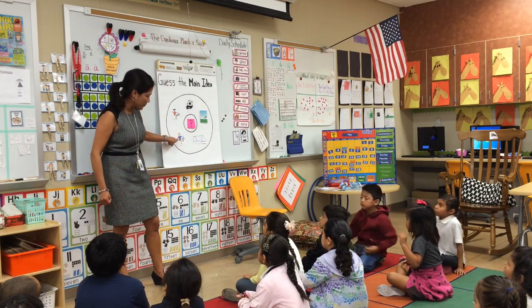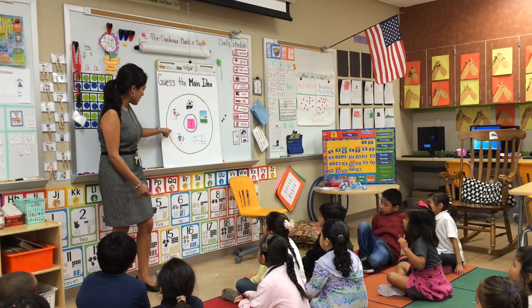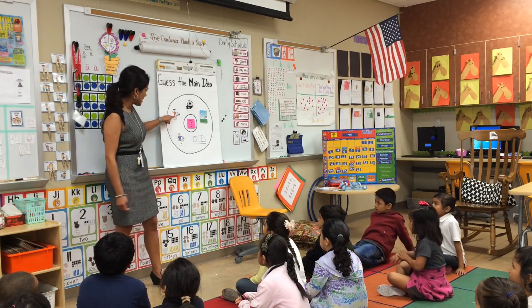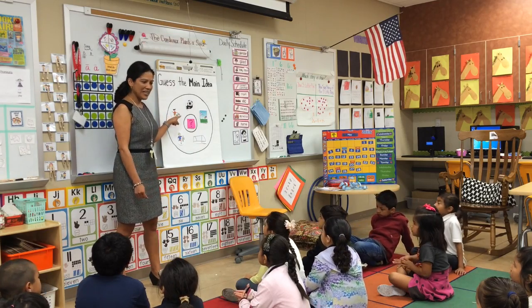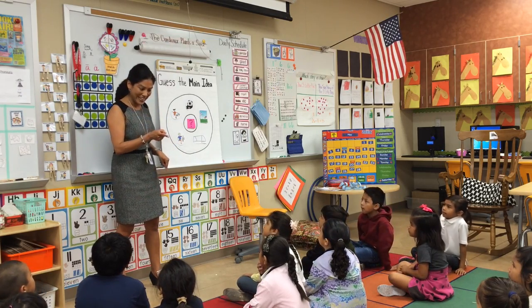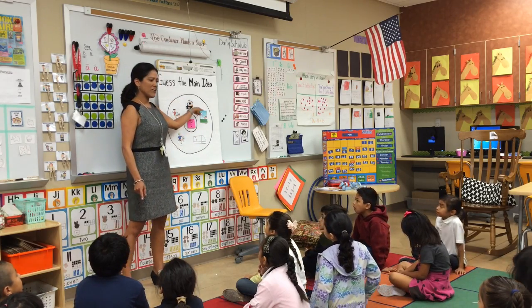What do we see here? A soccer player. What's the soccer player doing? Kicking the ball. That's right, he's dribbling, kicking the ball. What's this girl doing? She's kicking the ball so she can get a goal. I like how everybody is participating. Very good. Okay, so what do all of these pictures have in common?